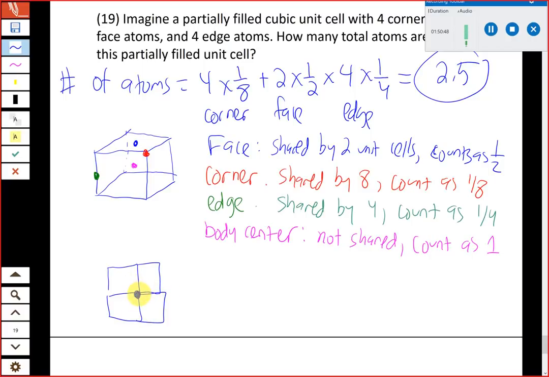So it's going to be shared by the 4 cubes that are below the plane of the face that I'm showing and by the 4 unit cells that are above the plane that I'm showing. So each corner position is shared by a total of 8 cubes.